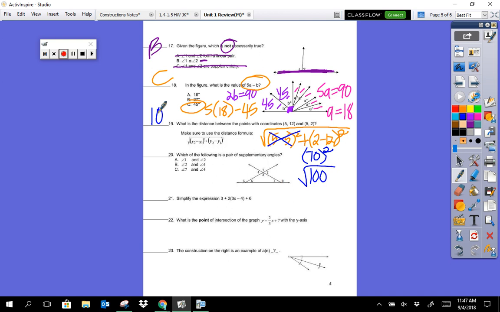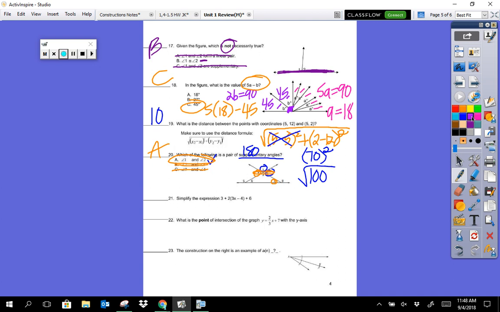Number 20, which of the following is a pair of supplementary angles? Remember, supplementary means 180. So angle 1 and angle 2, those look supplementary because they make a linear pair. If you look at 2 and 4, I don't know that those are supplementary because those are vertical. And then 7 and 4, I don't really know anything about those. So the only thing I do know is that angle 1 and angle 2 are supplementary.